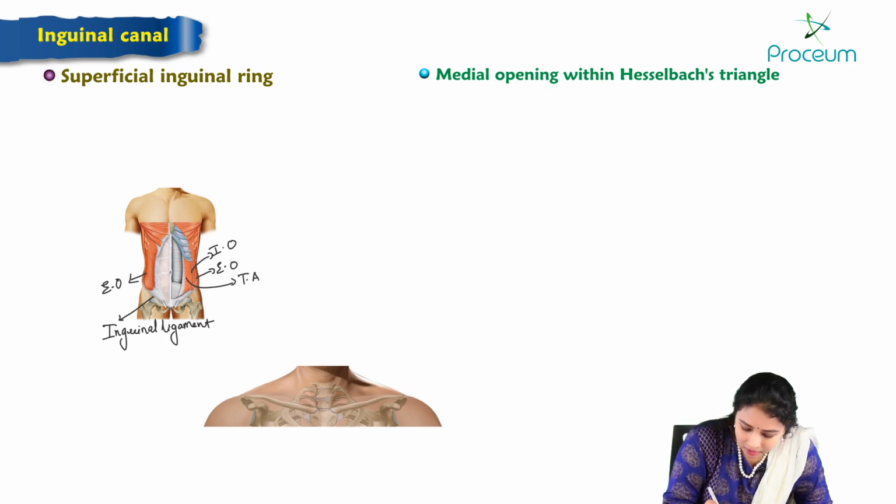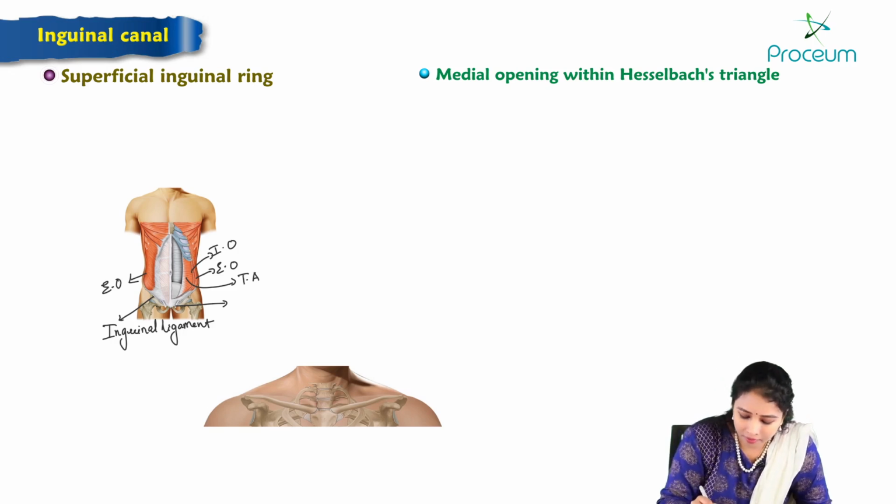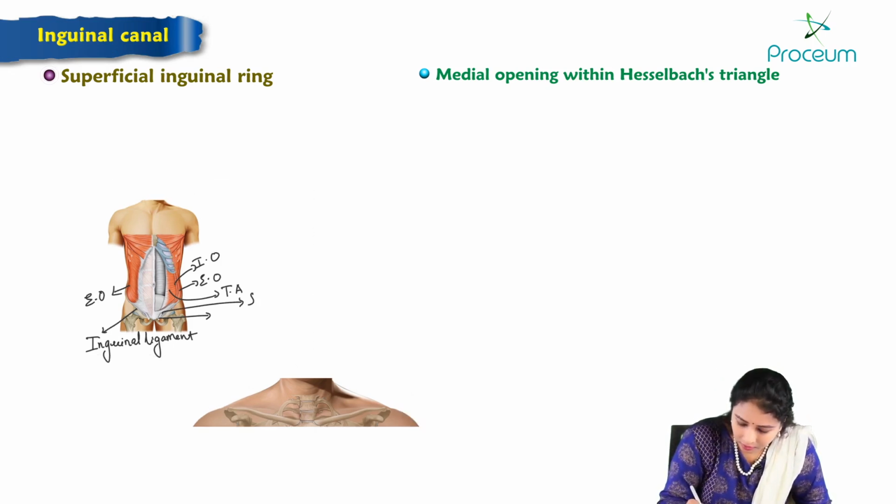Here we can see that an aperture in the external oblique muscle is the superficial inguinal ring, through which the contents of the inguinal canal come out, like the spermatic cord in males and round ligament in females. So this aperture is the superficial inguinal ring.